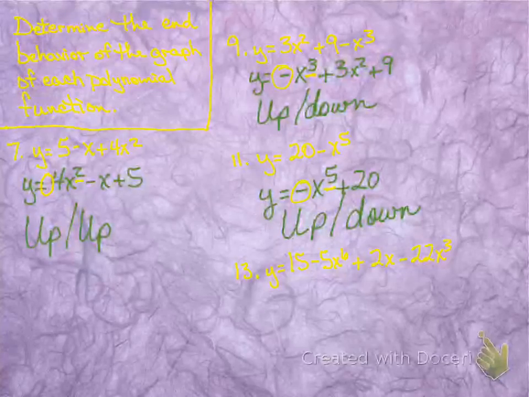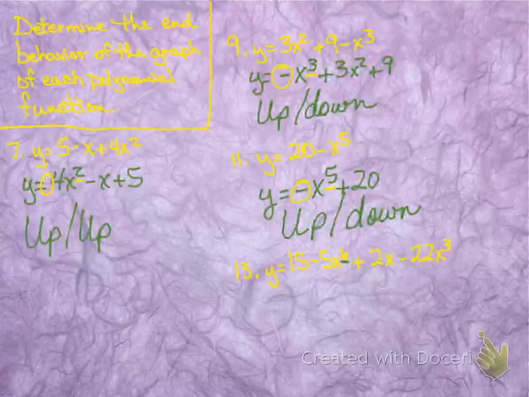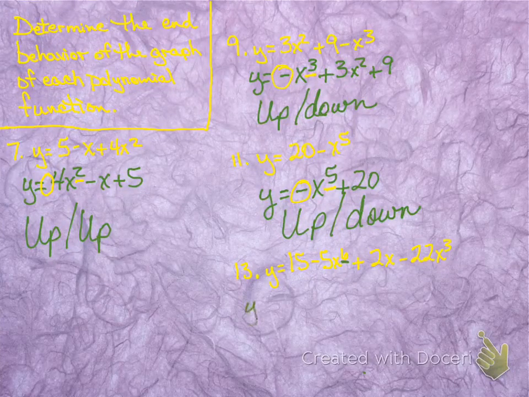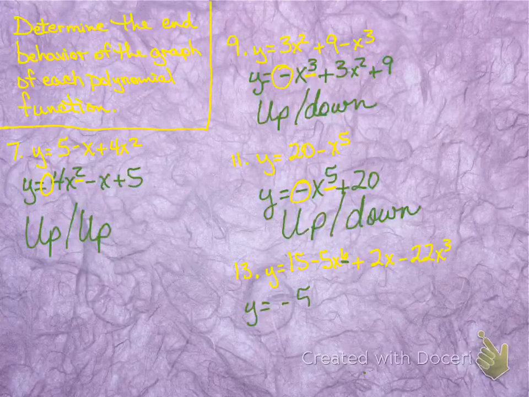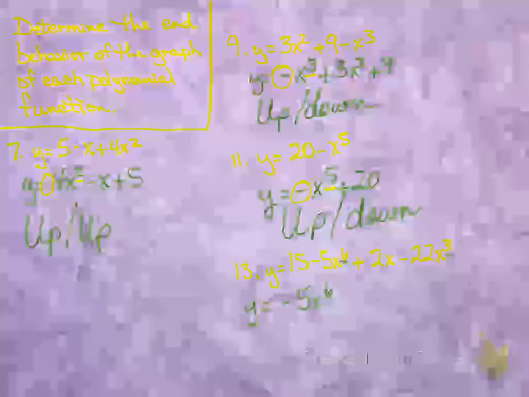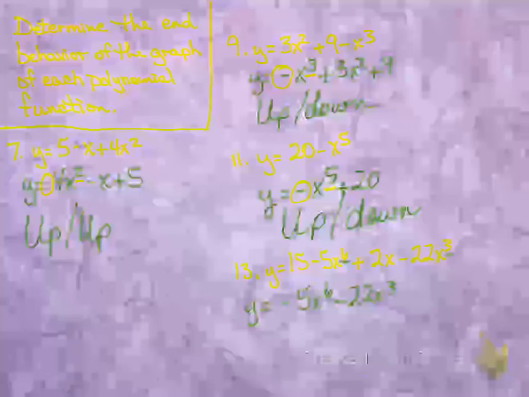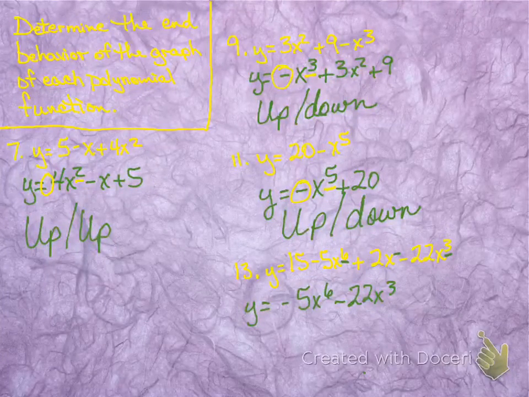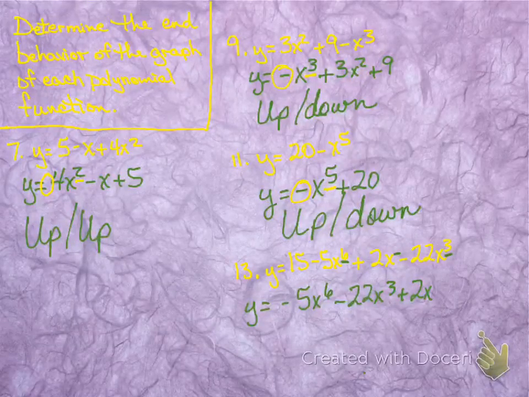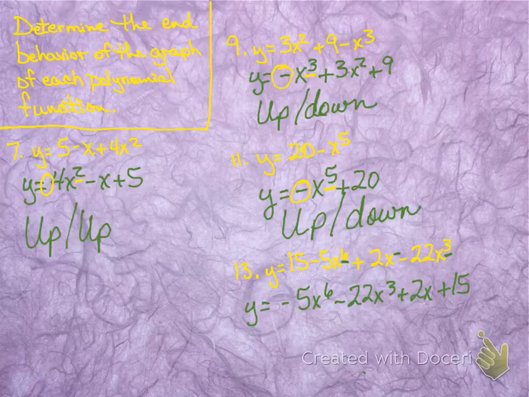All right, last one on this page. Number 13. Okay, looks like 6 is my highest power, so I have y is equal to negative 5x to the 6th power. Then I go to a 3, so I have minus 22x cubed. And then we have the first power, so plus 2x, and then plus 15. Okay, so there's our new equation.